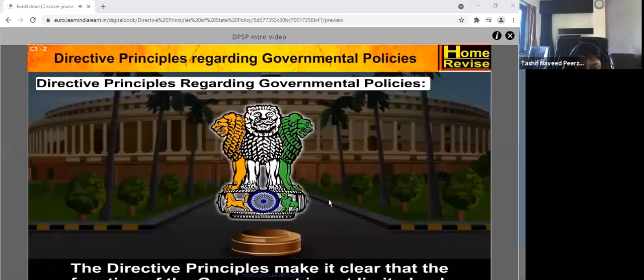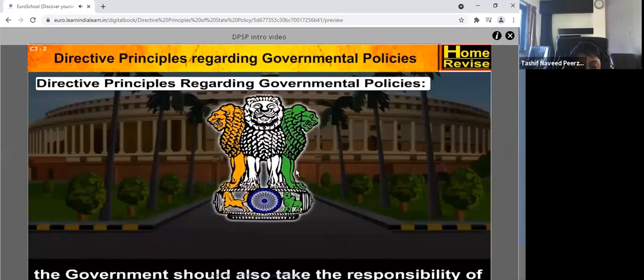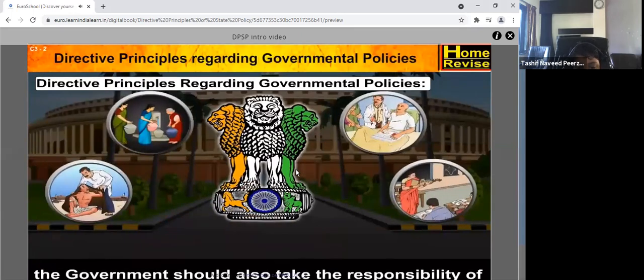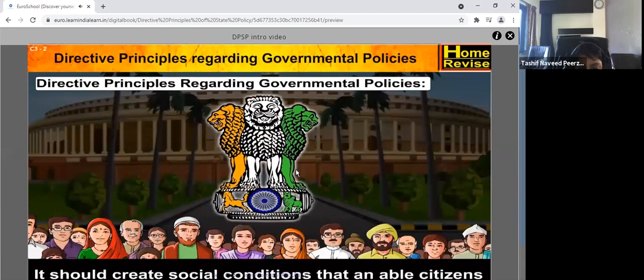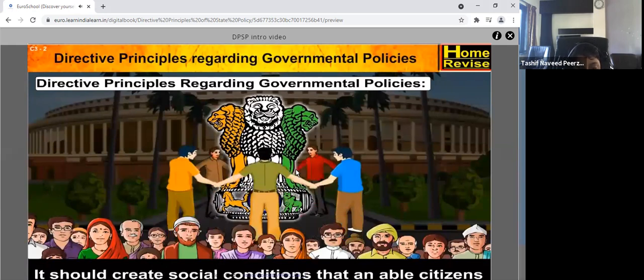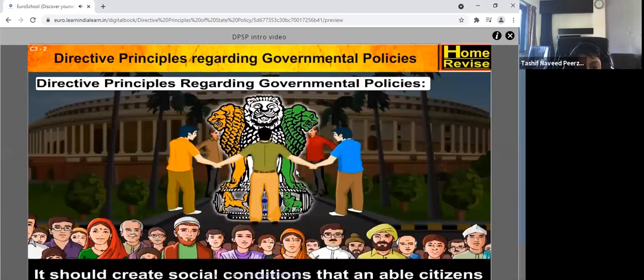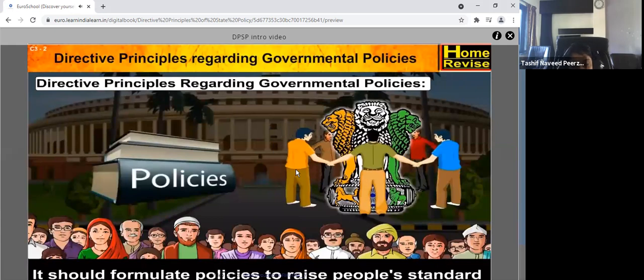The function of a government is not limited only to the maintenance of law and order. The government should also take the responsibility of people's welfare. It should create social conditions that enable citizens to live with dignity. It should formulate policies to raise people's standard of living.